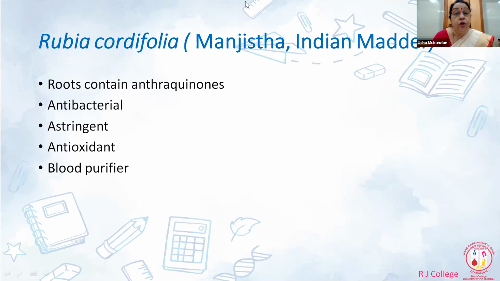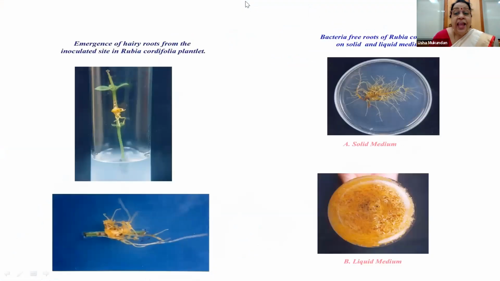So roots contain anthraquinone. It's antibacterial, astringent, antioxidant, and if you look at the literature, it is a very good blood purifier. Now, the reason for choosing, see, when you choose a system, you also want to look at the availability of facilities in your own laboratory. You have to choose the application of that system. So the reason for choosing Rubia cordifolia was you could screen by visual looking, because the roots were colored yellow, orange in color, you could easily screen them and select elite clones.